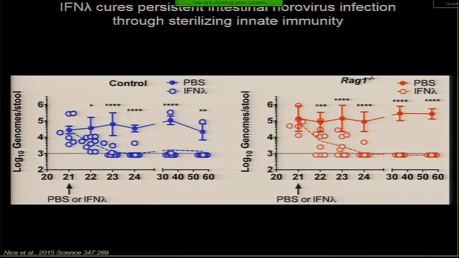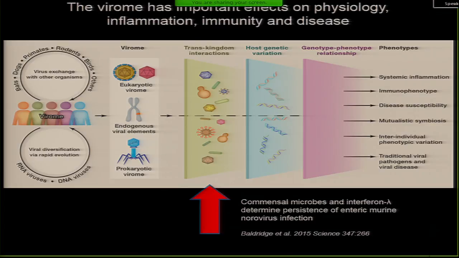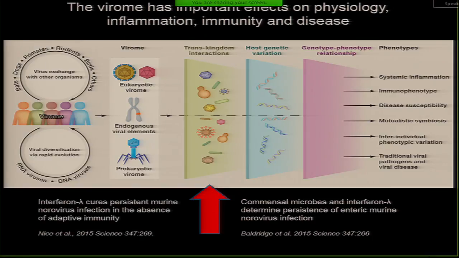A really pretty paper came out at the same time that this paper came out from Gewurz's lab, showing a very similar phenotype for rotavirus infection. So the two major causes of gastroenteritis in humans, both can be controlled by the innate immune system. The mechanism of this, how it sterilizes tissue, is not known and is under study. But it came from studying a trans-kingdom interaction. So that's an example of a trans-kingdom interaction in which commensal microbes and interferon lambda control the persistence of a virus that then interacts with the host. And additionally, that there is a form of innate immunity that can sterilize a tissue.